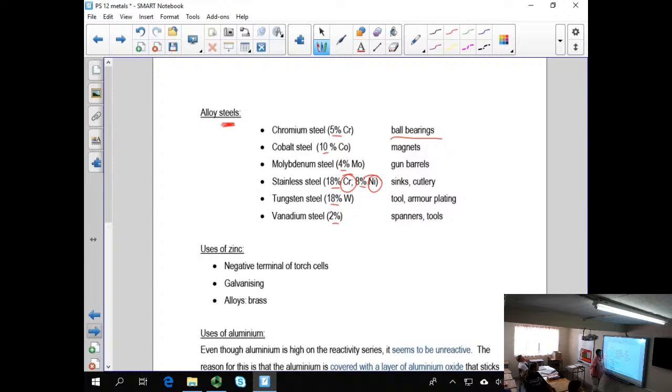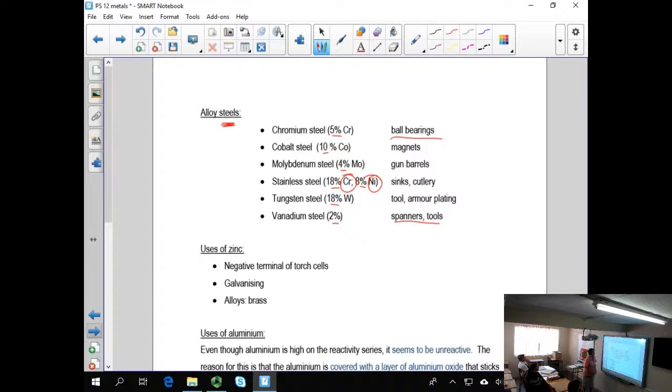Tungsten steel: tools, armor plating. Vanadium steel: spanners, tools. Sometimes chrome vanadium, then there's vanadium and chrome in it. There are many alloys, people. These are just a few.